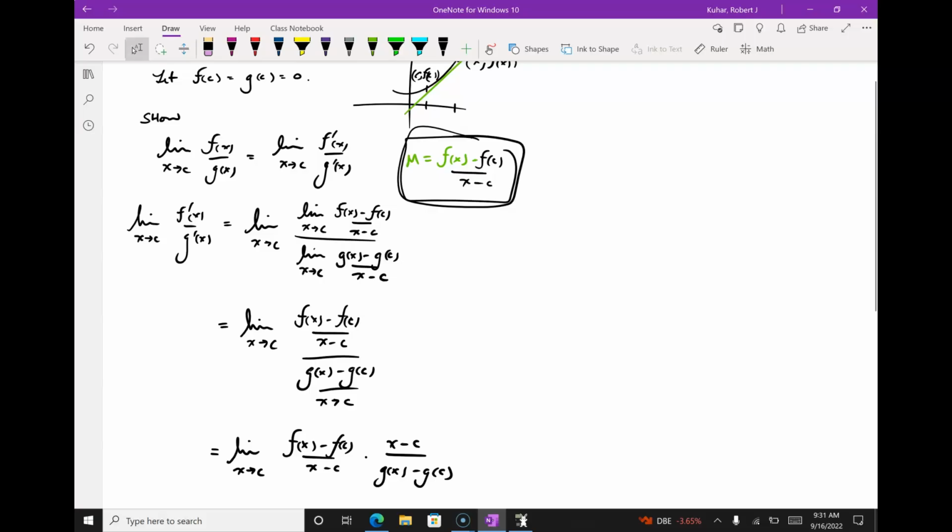I know x is going to c for everything here. But then I see that I can manipulate this and something will cancel, right? You see that the x minus c's will cancel. So I did my keep change flip just to show you that they're going to cancel.